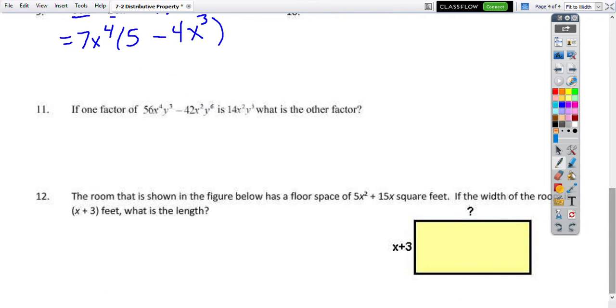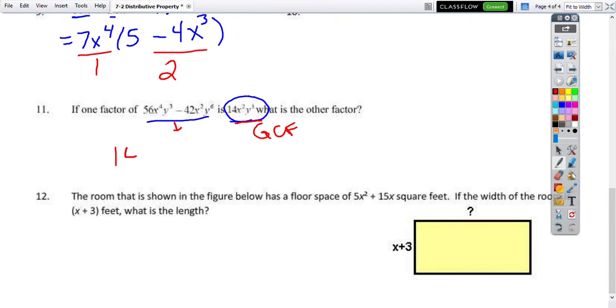Number 11, a little tricky question, but one of the factors, this is the original one, that means one factor, okay? Here, there's 2 factors. The 7x to the 4th is the first factor, and the 5 minus 4x cubed is the second factor. So from this original amount, this is one factor. This essentially is my GCF, okay?